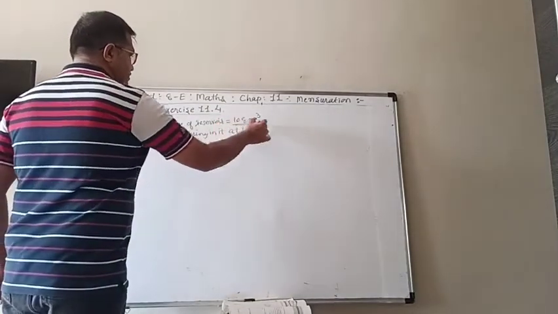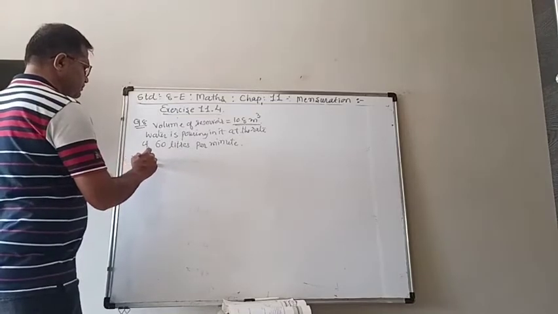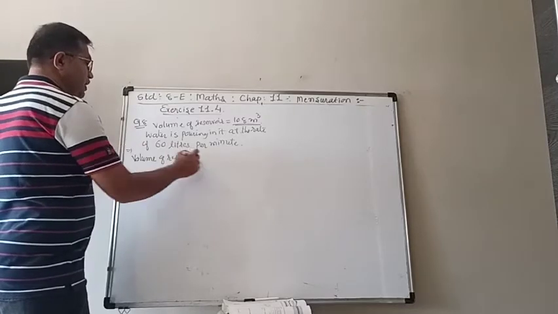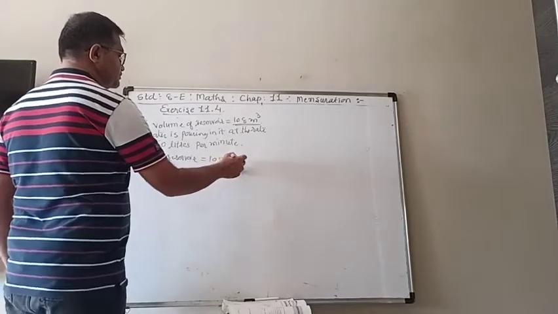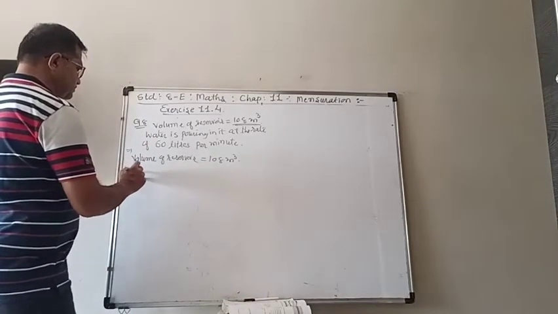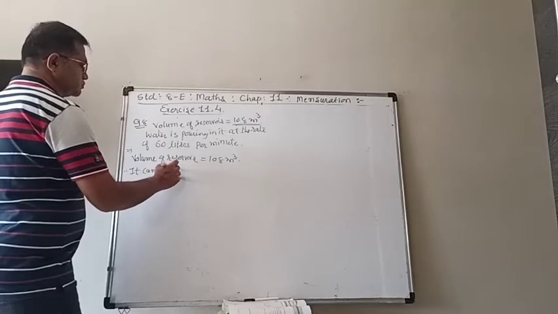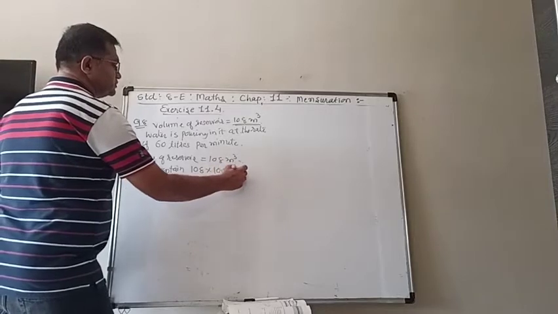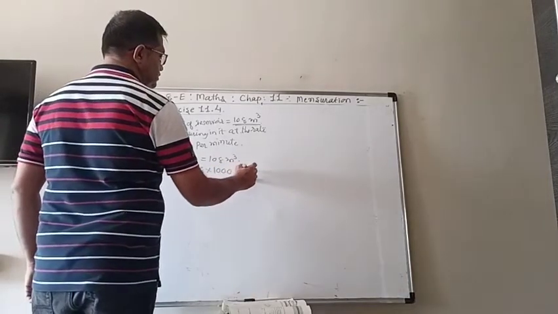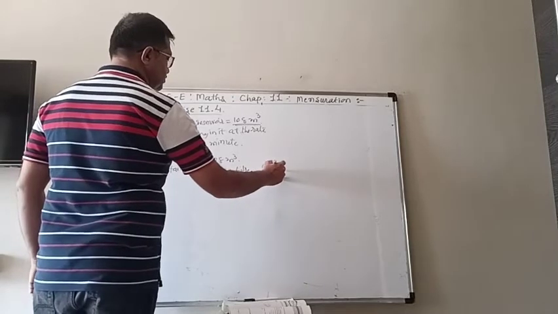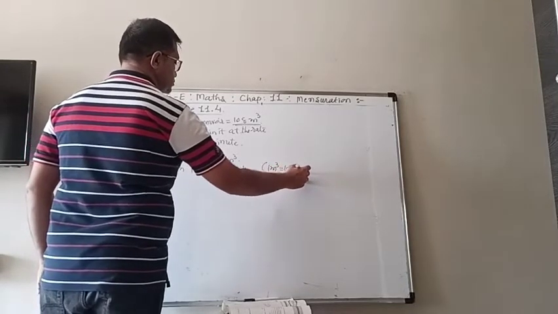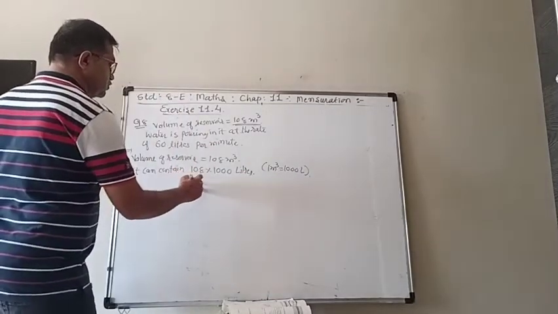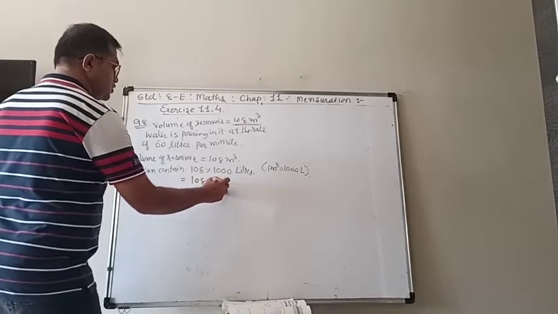Here the volume is given. So volume of reservoir is 108 meter cube. Therefore it can contain 108 multiplied by 1000 liters, because we know that 1 meter cube is 1000 liters. So now that is equal to 108,000 liters.